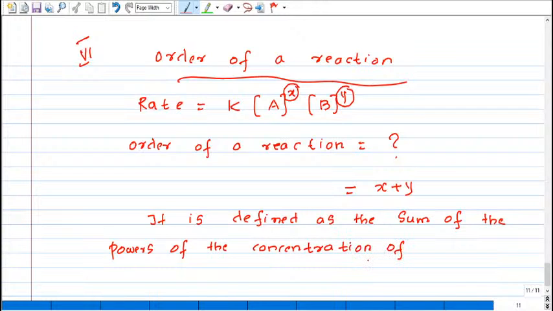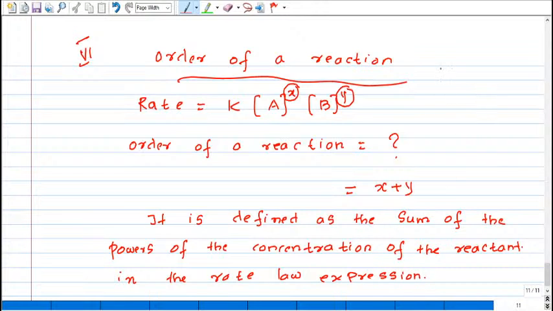Sum of the powers of the concentration of the reactant. Please note down this very important point. It is defined as the sum of the powers of the concentration of the reactant in the rate law expression. Because we are expressing it in the rate law, right? In the rate law expression. So part number 6 is over.